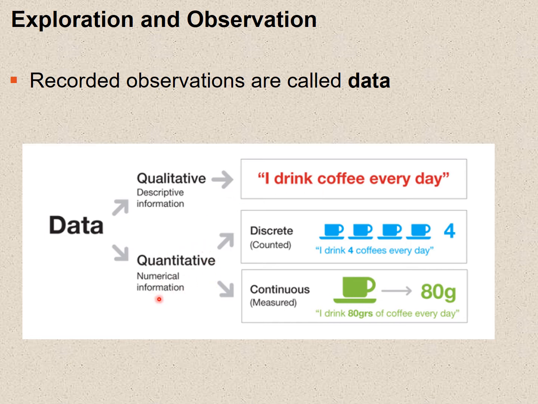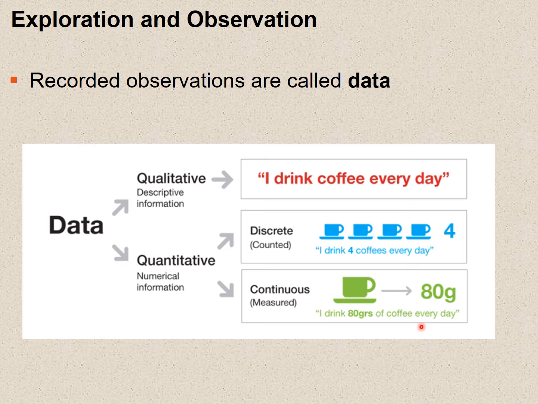Now let's look at quantitative data. If we use that same example, qualitative would be I drink coffee every day, while quantitative would be I drink this many cups of coffee every day. Discrete is basically counted. So here we have 4 cups of coffee a day, and that's a discrete amount. Continuous is something that's actually measured. It needs to be measured in some way. So you could say that I drink 80 grams of coffee every day.